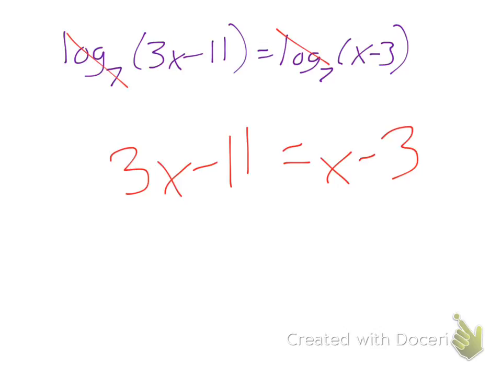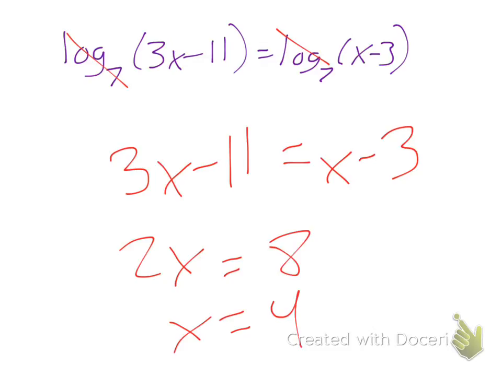Sometimes this results in a linear problem like this. Sometimes it results in a quadratic. You have to then solve it using all those techniques. Be careful. Check your answers. You can't take a log of a negative number. So be careful. So you get 2x equals 8, x equals 4. Check it. Does it work? Okay.